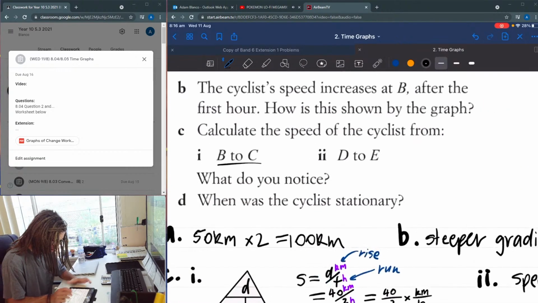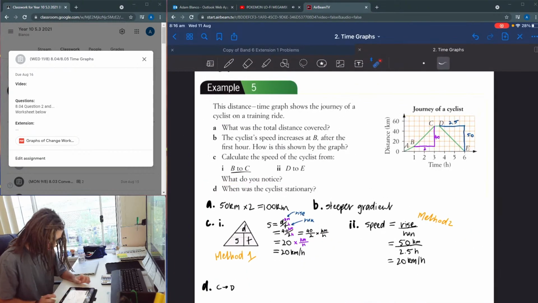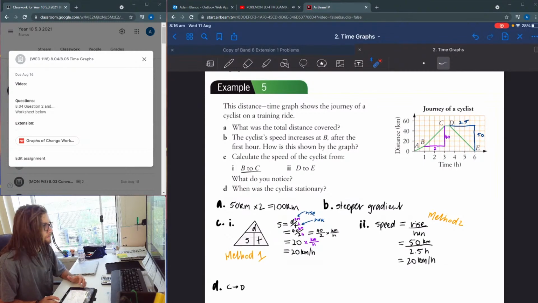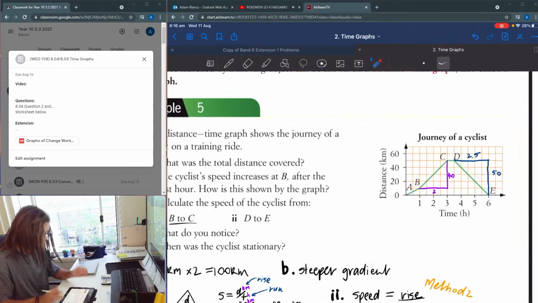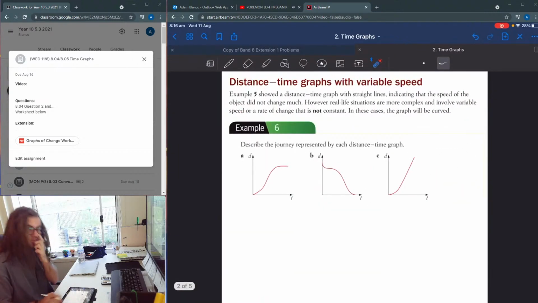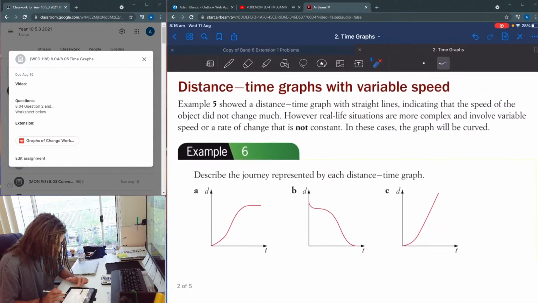Oh, it said, what do you notice? I didn't read that. What do I notice? I notice they're moving. I don't know. Okay. Does it say how long? No, it doesn't say. When was the cyclist? I guess between the third and the 3.5 hour. Okay, that's just the first one. This is going to be a long one, I think.